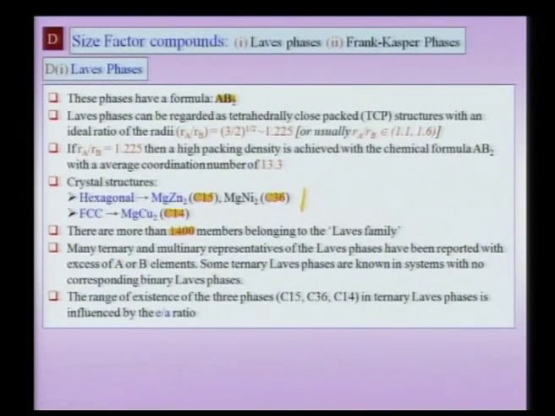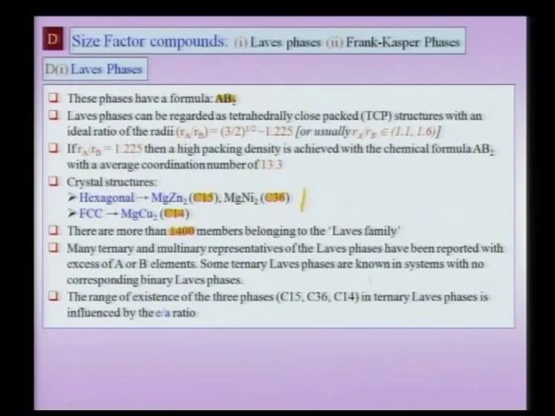The important thing to be noted is that there are many ternary and multinary representative Laves phases, with excess of A and B elements also. Some ternary Laves phases are known in systems with no corresponding binary Laves phases. When I am talking about a ternary Laves phase, I mean that some of these elements A and B are being replaced in the structure with some third element C.